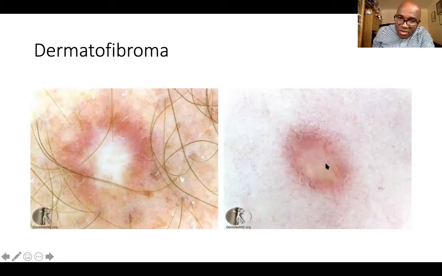Here is another one, with a pale amorphous area in the center and a pinkish pseudo network, not a true network. It is a hard lesion on clinical examination, a palpable nodule that dimples. Clinical correlation with dermoscopy helps you confirm dermatofibroma.